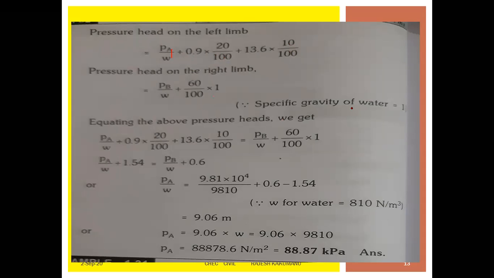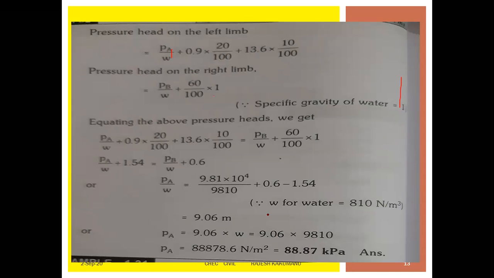Now the specific weight of water, it is normally 1. Now while equating the above pressure heads we get, so you equate it. After getting the equation you will get directly PA by W is equal to 9.84 into 10 to the power of 4 divided by 9810 plus 0.6 minus 1.54.